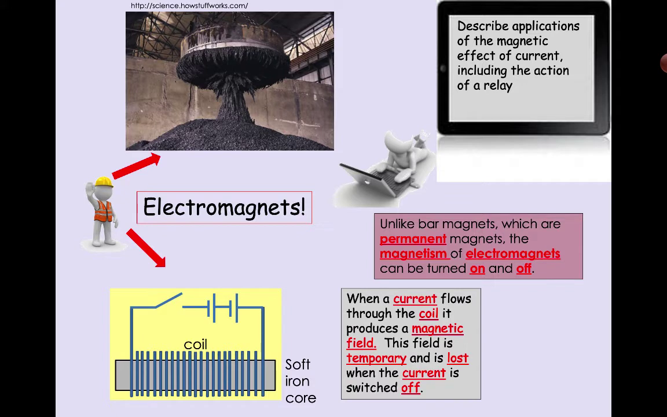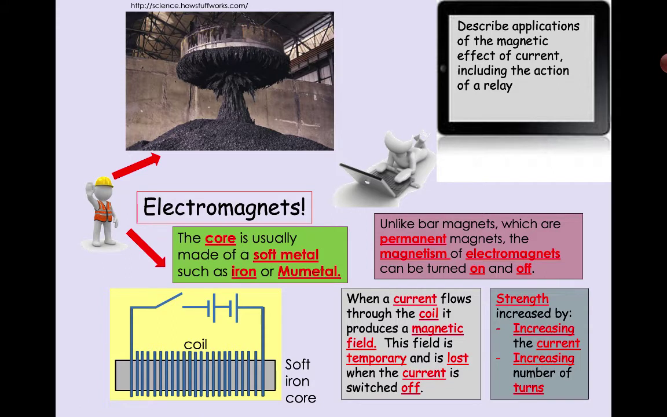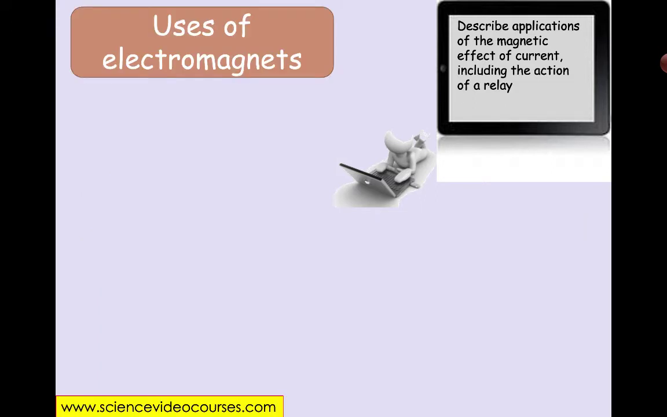So when a current flows through the coil, it produces a magnetic field. This field is temporary and is lost when the current is switched off. And we can increase the strength of our electromagnet by increasing the current flowing through the wire or increasing the number of turns on the coil. Now the core is usually made of a soft metal such as iron or an alloy like mu metal. So how can we use electromagnets?